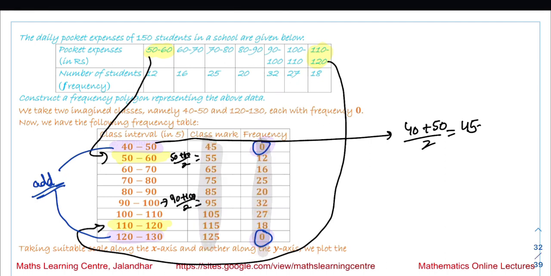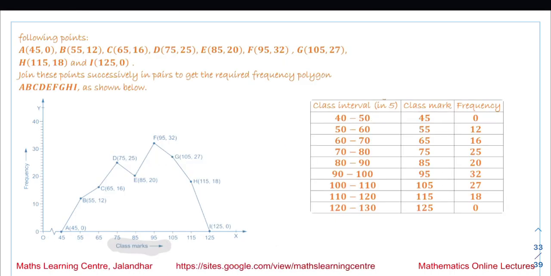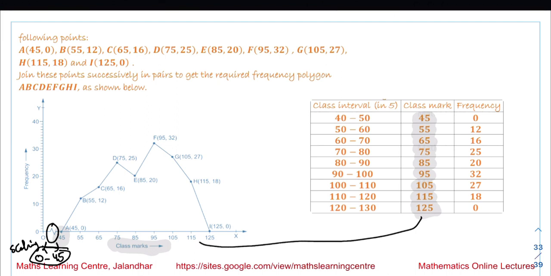So on the x-axis we are taking the class marks. They are 45, 55, 65 up to 125. We have started writing these values from 55. We have drawn this symbol over here because in this region we have the values from 0 to 45, so we are not scaling this region. That is why we are using this symbol. After this we have the value 45. These are the values on the x-axis: 45, 55, 65, 75 and all these values.